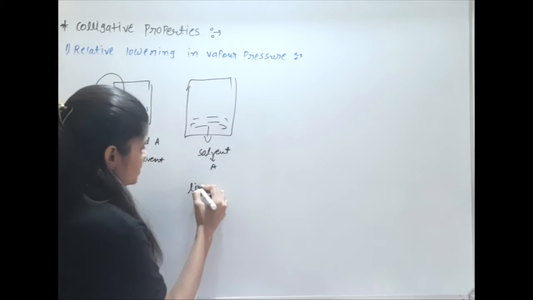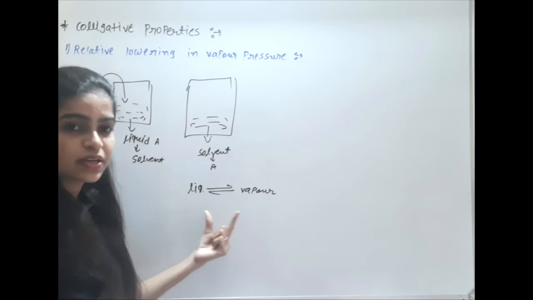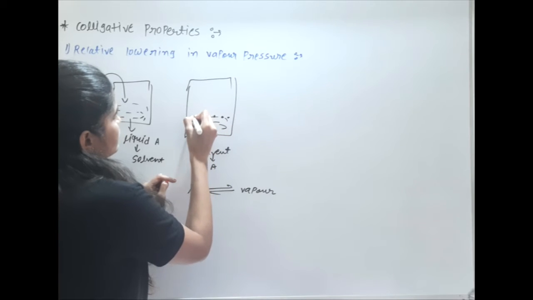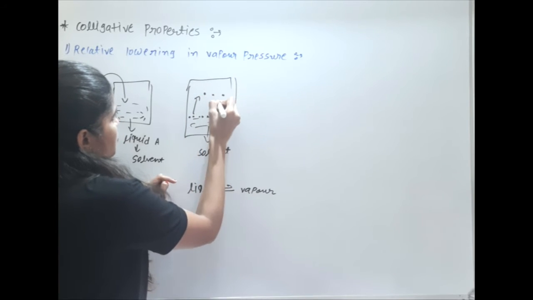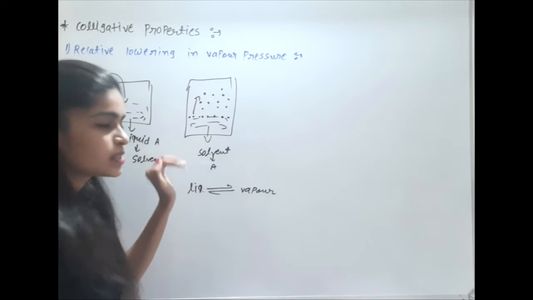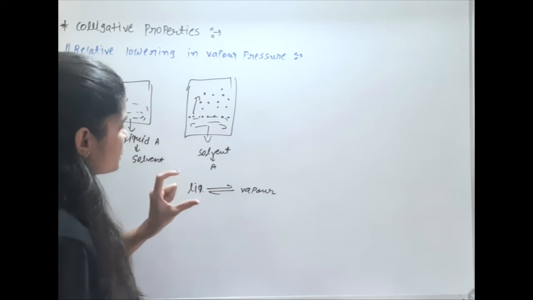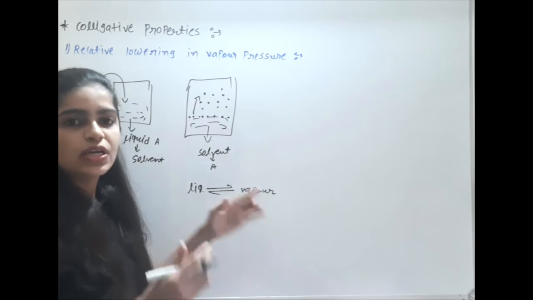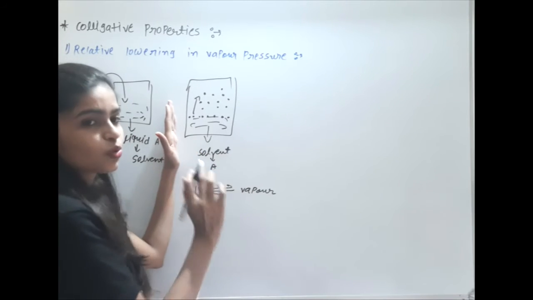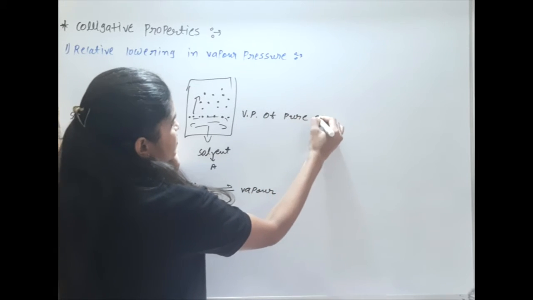When this liquid is converted into its vapor form, this liquid molecule is converted into vapor form. Sometimes after this the vapor is condensed and converted back into its liquid form. The equilibrium present between the liquid and vapor, its pressure is known as the vapor pressure. But in this case only the solvent is considered. So this is known as the vapor pressure of the pure solvent.